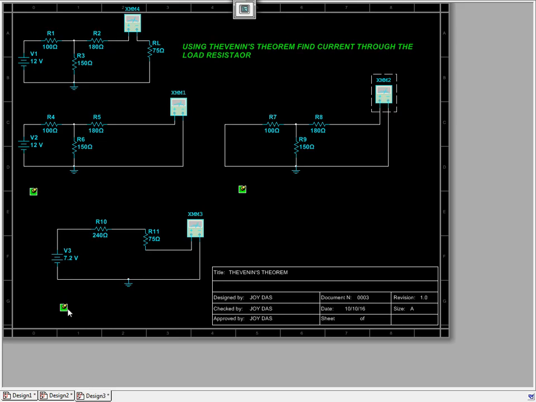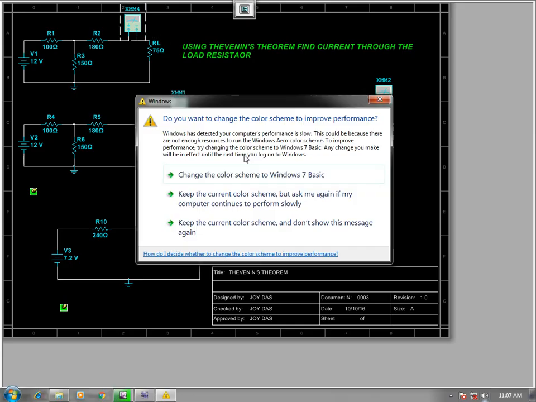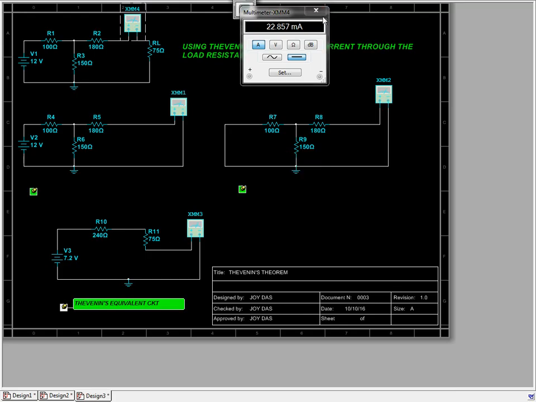The last step is drawing the Thevenin's equivalent circuit. What is this? The Thevenin's equivalent voltage VTH, 7.2 volts here, in series with the Thevenin's equivalent resistance, that is 240 ohms here, and in series with the load resistance, and we will measure the current through this terminal, that is found to be 22.857, exactly the same that we found in the original circuit. We found 22.857 from the original circuit, and we found exactly 22.857 milliamps from solving by Thevenin's theorem. That's very simple.